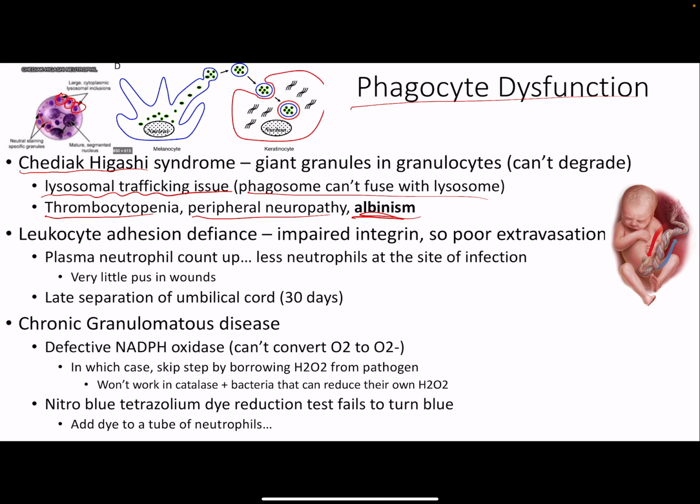Albinism, let's talk about albinism. So we make melanin, and we put it in these vesicles, our melanocytes, and then we have to ship it out. And if we can't ship it over to the keratinocyte, then they don't have melanin and they're not going to have color. So this is why you would have albinism and blonde hair and fair features in Chediak-Higashi syndrome.